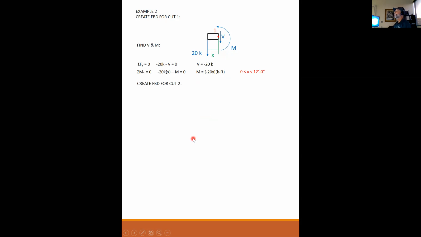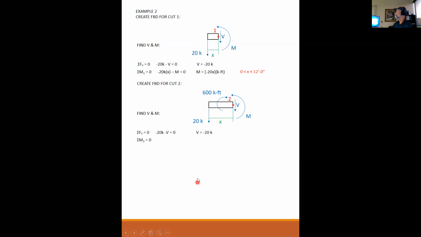Free body diagram for cut number 2. Now I'm on the right-hand side of the applied moment. So I have my reaction at A, my applied load, positive shear, positive moment, x distance from my end reaction. Find the shear and moment. Sum the forces in the y equal to 0. I have minus 20 minus the shear. The shear is still equal to minus 20 kips. Isn't that interesting? So apparently this applied moment does nothing to the shear. And that is the case.